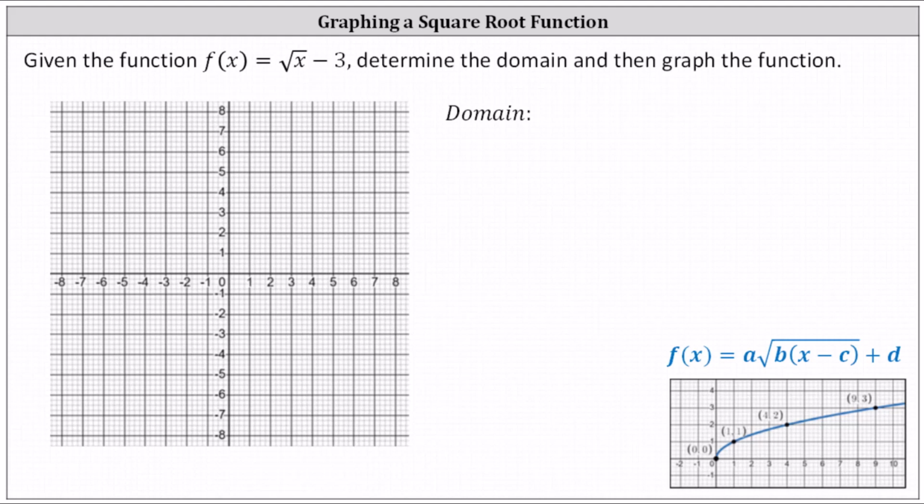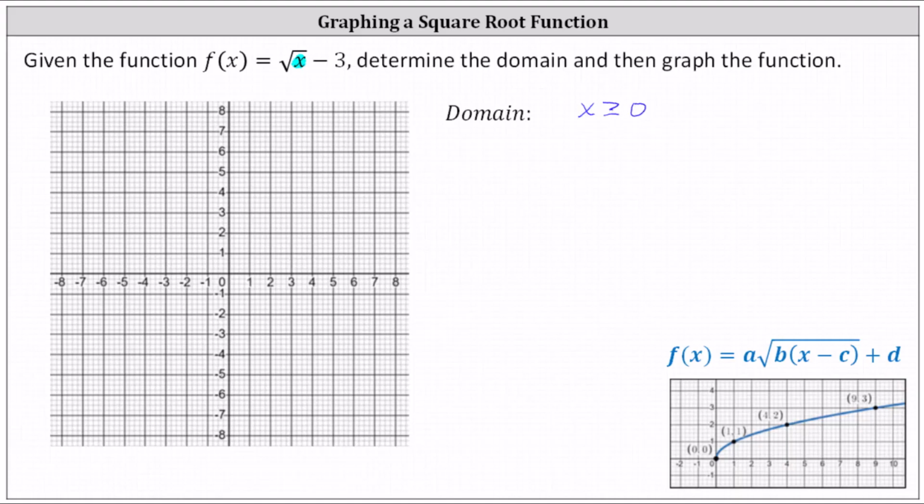Given the function f of x equals the square root of x minus 3, determine the domain and then graph the function. Recall the domain is the set of all possible inputs, or in this case x values, and because x is under the square root, in order for the square root to be real, x must be non-negative, which indicates the domain is x greater than or equal to 0.